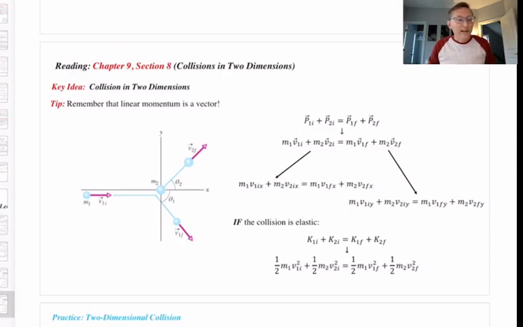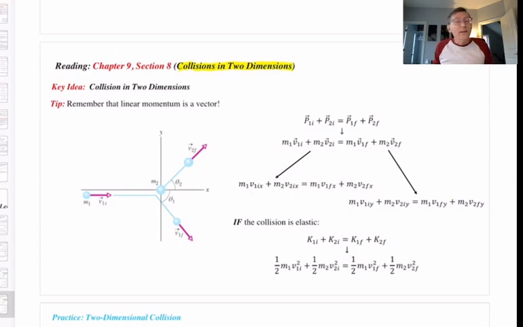Hello again, welcome back. This is video lecture 9.5, part 2. We're going to focus on the reading in chapter 9, section 8, and we're going to talk about collisions, more collisions, but now collisions in which there is two-dimensional motion. Motion in a plane, not just along one line.